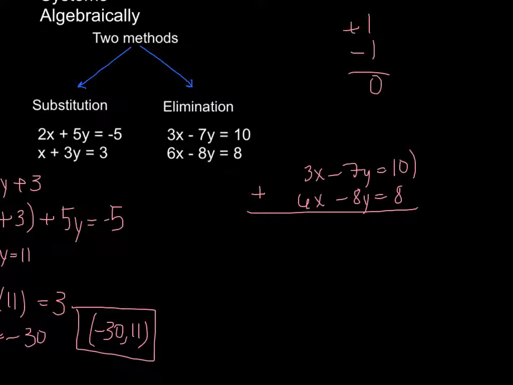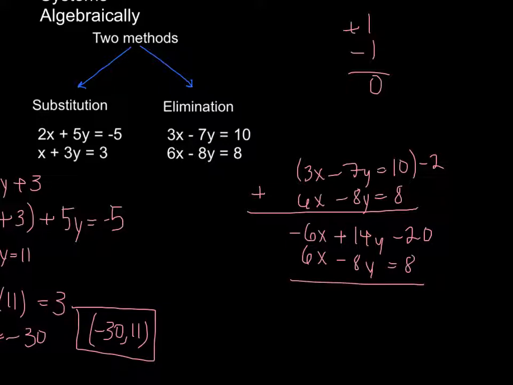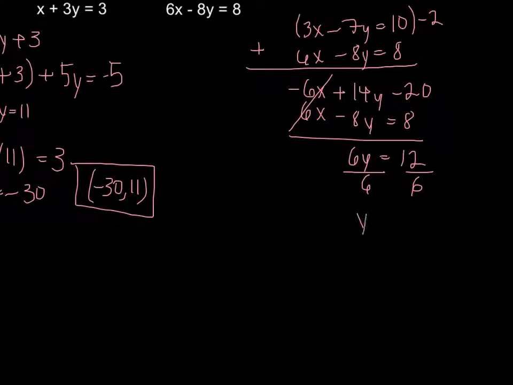We need to make the 3 into negative 6, so it will cancel out with the 6x here. So we're going to multiply this entire equation by negative 2. This is from our first equation on top, I'm just moving it down below. We get negative 6x plus 14y equals negative 20, and then just copy down the second equation underneath it. And you can see here that these x's will cancel out, and we'll just be left with y. So we have 6y equals 12, so y equals 2.